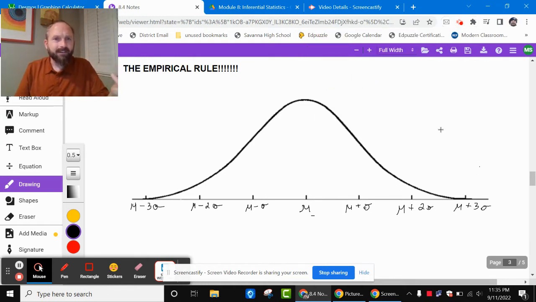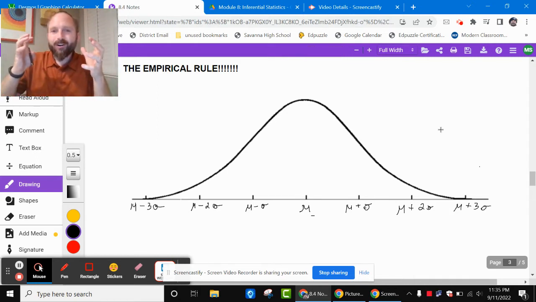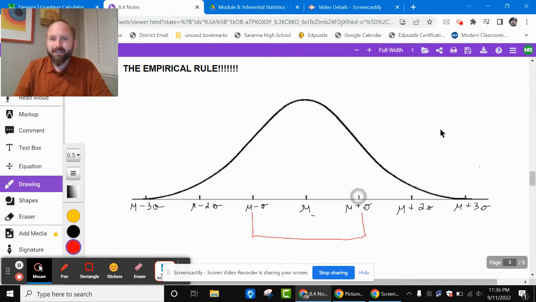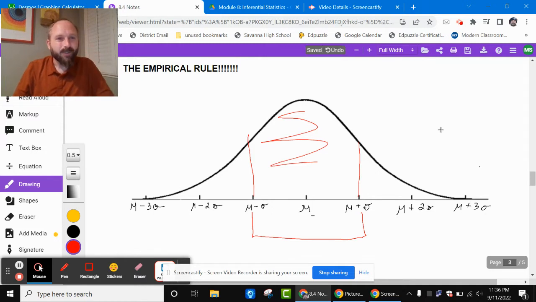So this is all the data right here. But that's not the empirical rule. These parts right here are all interesting data points. Here's the mean right here. And here's the standard deviation above, here's the standard deviation below. But all of the data in between these two points is actually equal to 68%. So if we take the absolute middle portion of a population and we go one standard deviation above, one standard deviation below, it's going to equal 68% of the population.